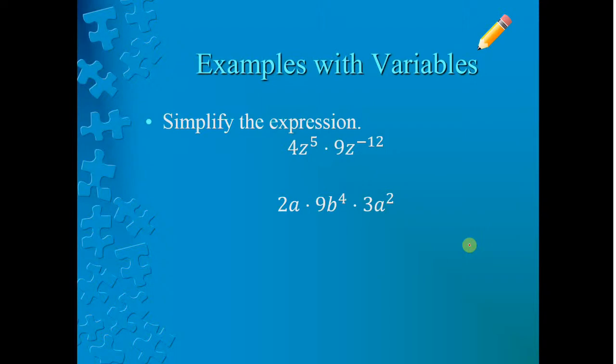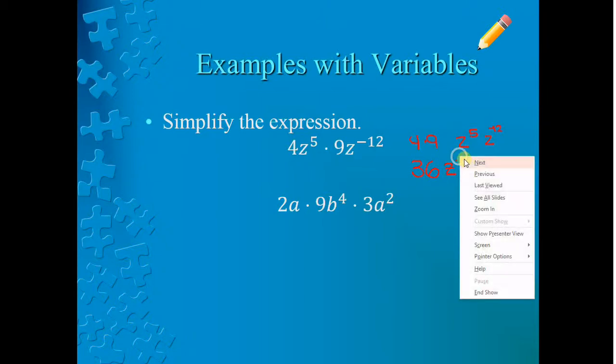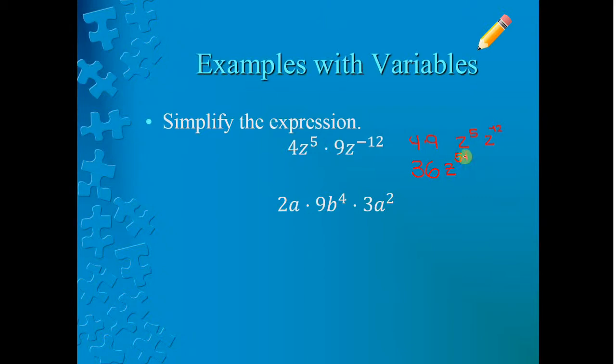What if we throw a few letters in there? Same thing will happen. So let's group them first. Let's put the 4 and the 9 by each other, and we can put the z's by each other. Multiply the numbers always, though. 4 times 9, well, that's just 36. Let's add our exponents. So z to the 5 plus -12. 5 plus -12, well, that's just -7. So 36 z to the -7.